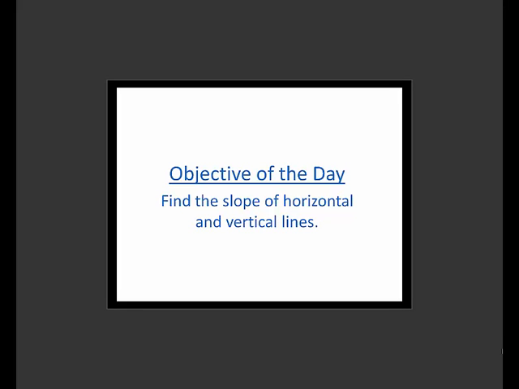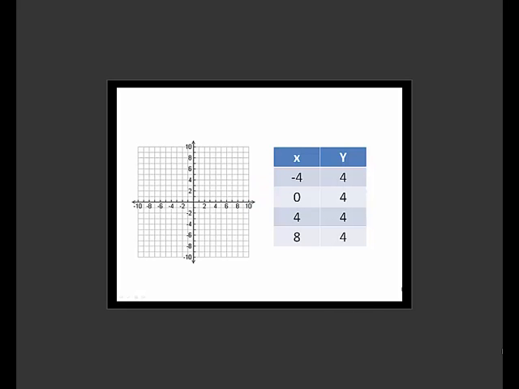The objective of the day is to find the slope of horizontal and vertical lines. Let's begin. So here's my grid, and here's a table. Let's go ahead and plot these points. Notice that the y values are the same no matter what x values are given. So the first one, -4 is the x coordinate, and the y coordinate is 4. So -4, 4 is right there.